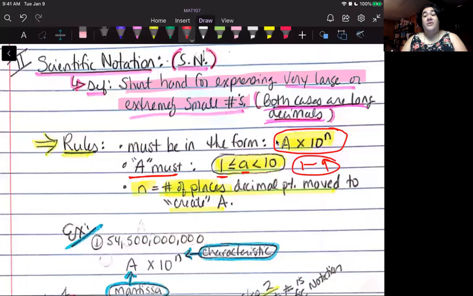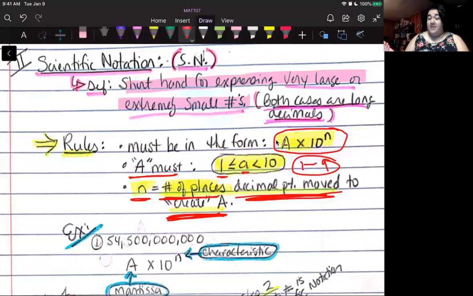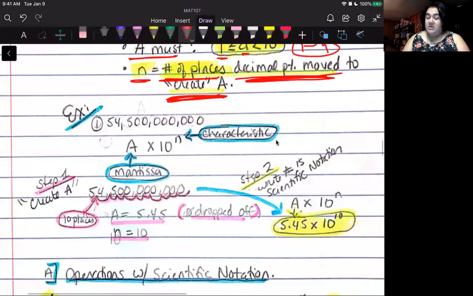Okay, and the other thing you need to know is that N, which is the power of 10, is determined by the number of places that the decimal point had to be moved when you were creating your A. Let me walk you through a problem so that it makes sense. Remember that this is the format we're going for, okay?